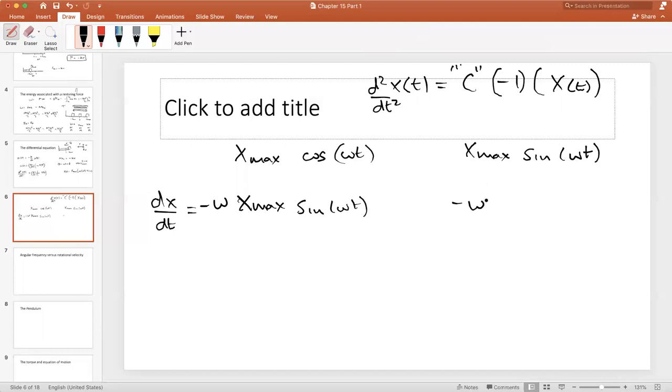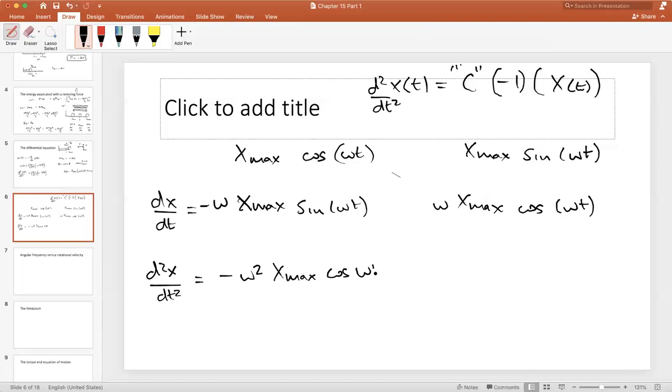This is going to be negative x max times omega times cos. The derivative of sine is cosine without a negative. And then the second derivative, the derivative of sine and cosine. So this is omega squared. I get another factor of omega times x max times cosine of omega t. And here, cosine becomes negative sine. I get negative omega squared x max sine of omega t.